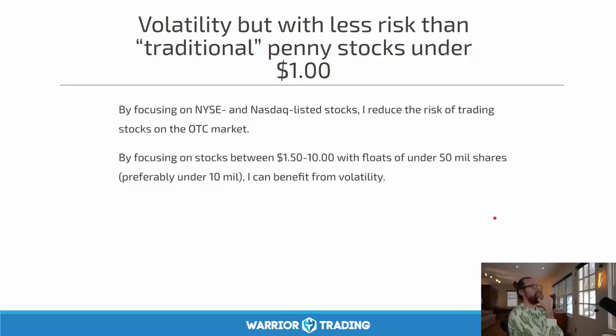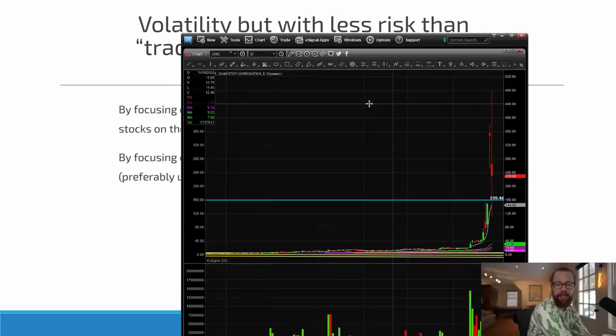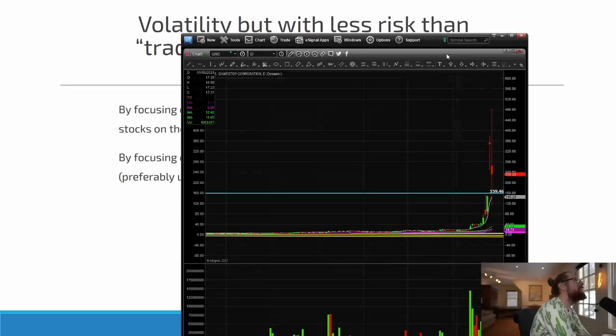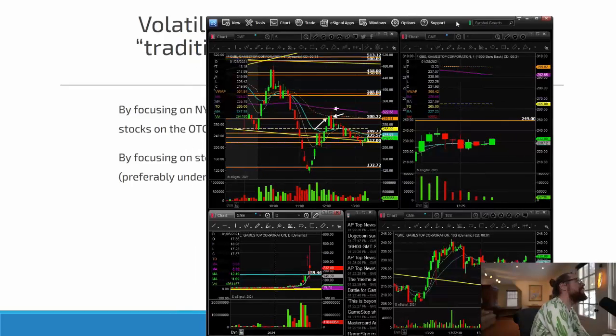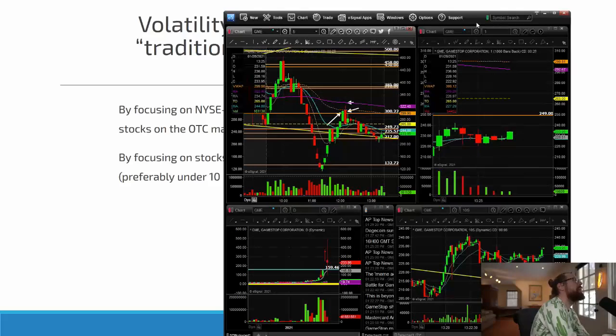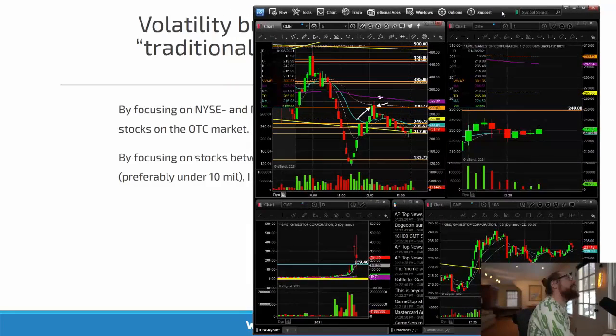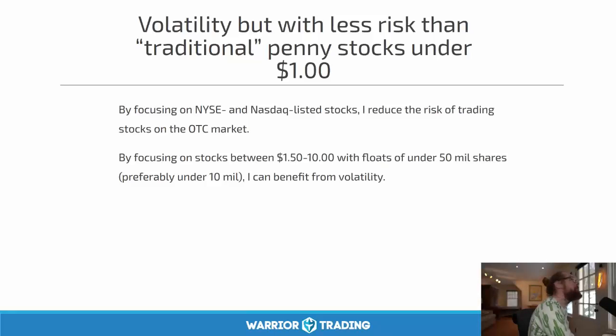So to me, volatility, but with less risk than a traditional penny stock, would be focusing on NYSE and NASDAQ listed stocks. It doesn't mean that day trading is not risky. It doesn't mean trading something like GME doesn't carry potentially a tremendous amount of risk, because obviously it does. But in any case, this is a liquid financial instrument that you can get into and get out of, and the risk, while it's capped to the amount of money you've put in the trade, like I suppose anything else, as long as you're not trading short or selling naked calls, it to me is a safer place in the market to focus my strategies.